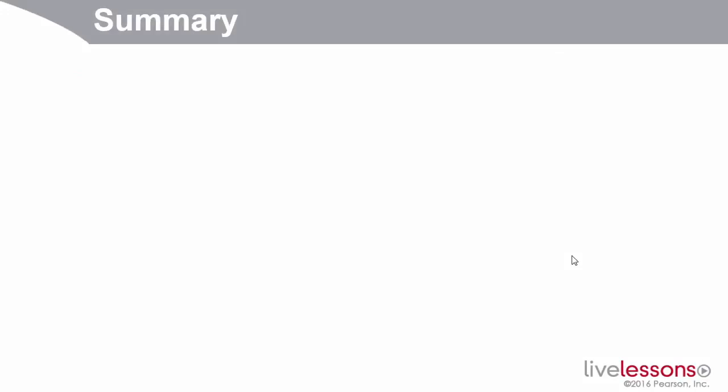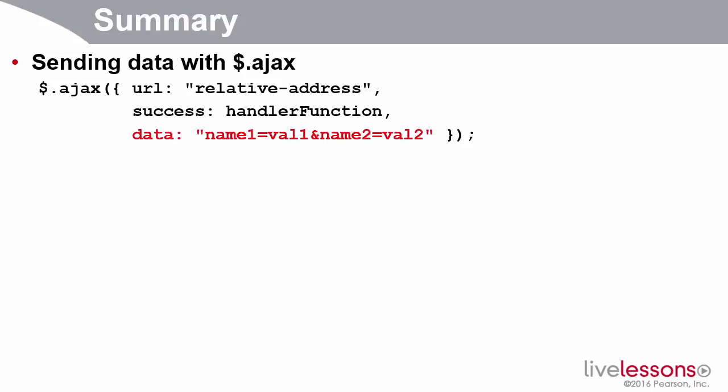To summarize, there are three ways of sending data to the server when you're using $.ajax. The first is to build an explicit string yourself and supply it as the value of the data property. The parameter names in this string you specify yourself in your JavaScript code. The parameter values, however, typically come from the input elements.